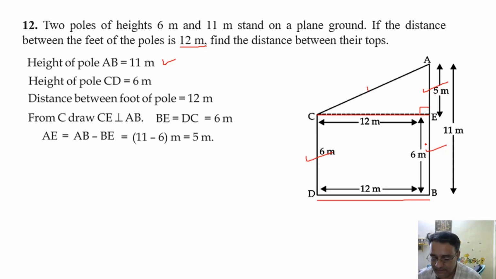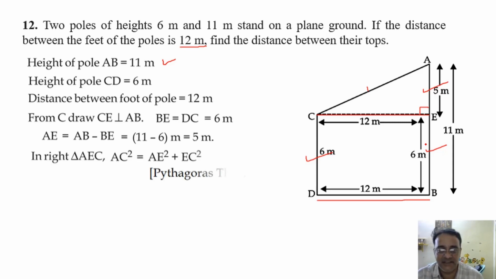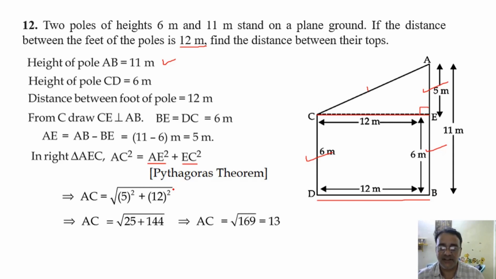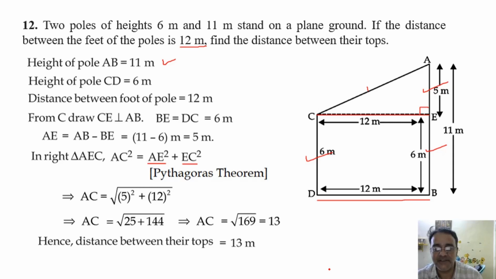AC square is equal to EC square plus AE square. Right, very good. AC square is equal to AE square plus CE square. Now substitute the value of AE, that is 5, EC is 12. 5 square plus 12 square, 25 plus 144, you will get 169. What is the square root of 169? 13 meter. Hence the distance between their tops is 13 meter.